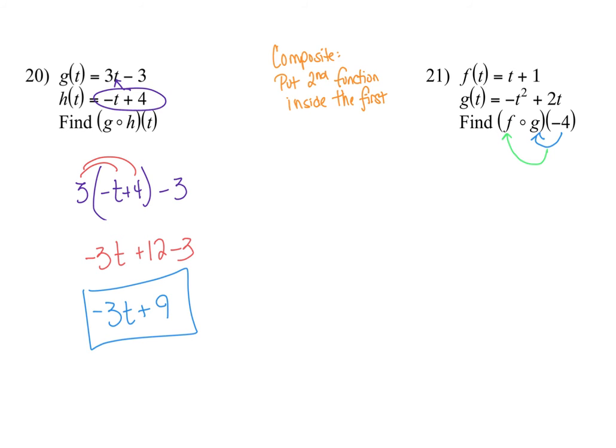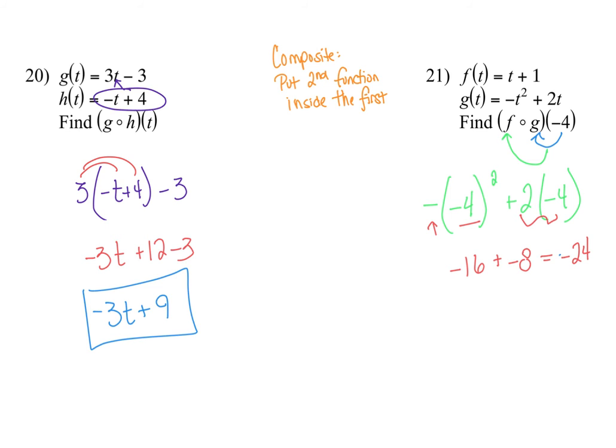All right, so if I were to do it that way, I would take the negative 4 and I would plug it into this g function, everywhere there is a t. Then I'm just going to do order of operations. Negative 4 squared is positive 16. Apply that negative, that's negative 16. Plus 2 times negative 4 is negative 8. So I get negative 24 there.